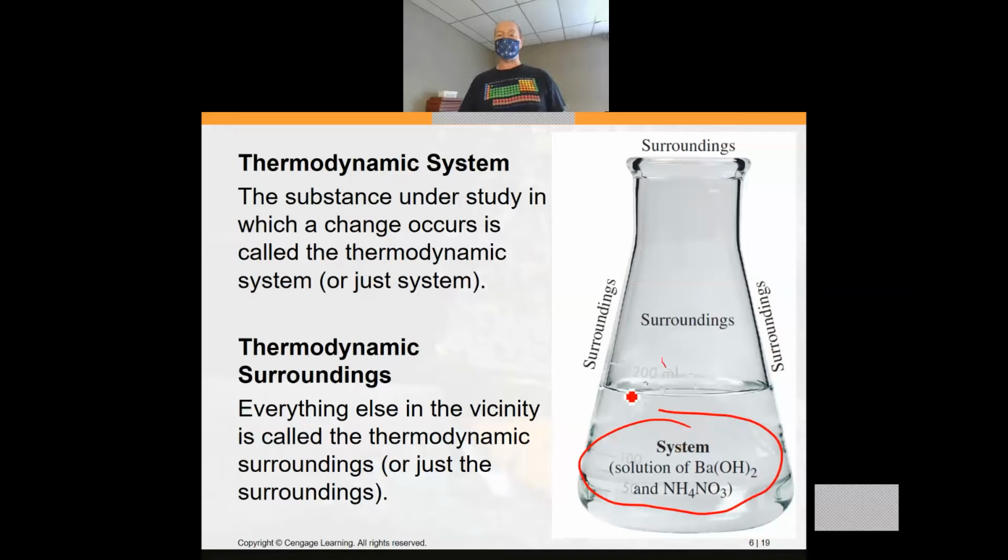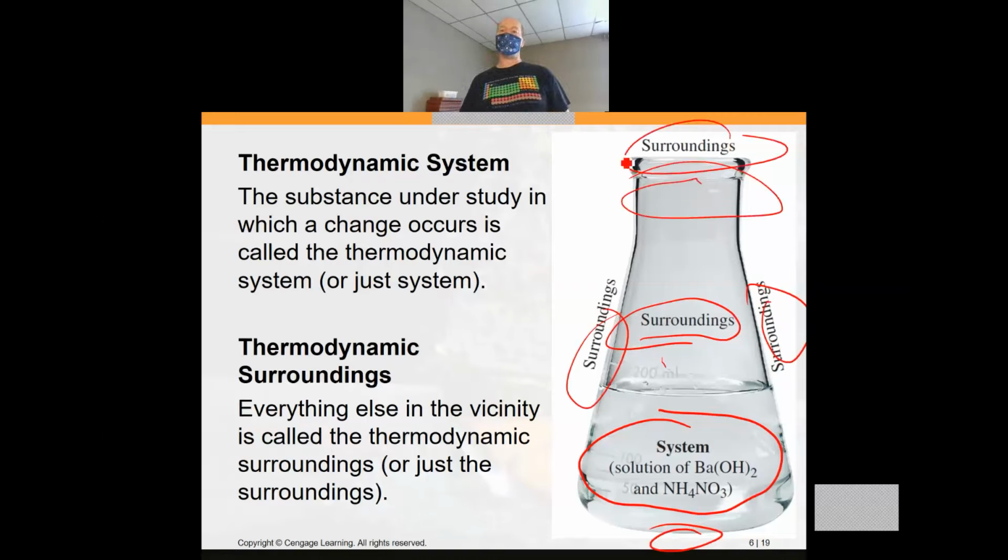Anything that the system is next to is called the surroundings. And so you have surroundings here, you have surroundings here. Anything that surrounds it, you have the system, and everything around it is called its surroundings.